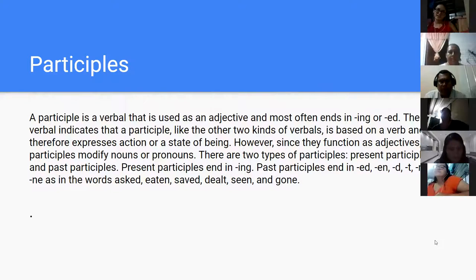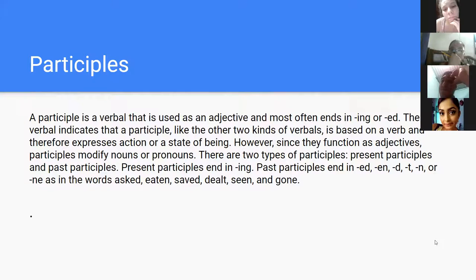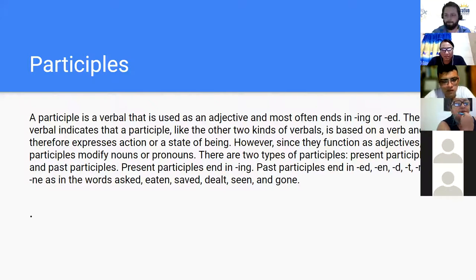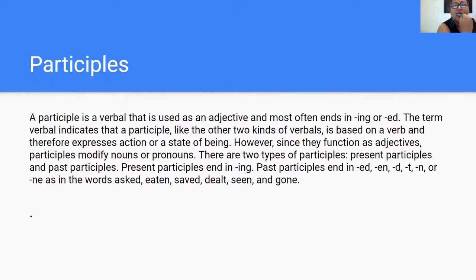Participle is a verbal that is used as an adjective and most often ends in -ing or -ed. The term verbal indicates that a participle, like the other two kinds of verbals, is based on a verb and therefore expresses action or a state of being. However, since they function as adjectives, participles modify nouns or pronouns. There are two types of participles, present participles and past participles. Present participles end in -ing, past participles end in -ed, -d, -t, -n, or -en, as in the words accident, eaten, seven, built, seen, and gone.